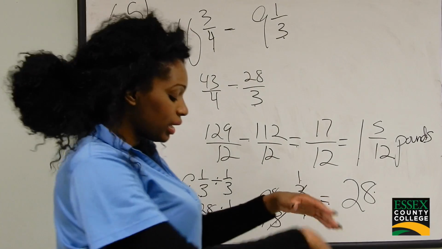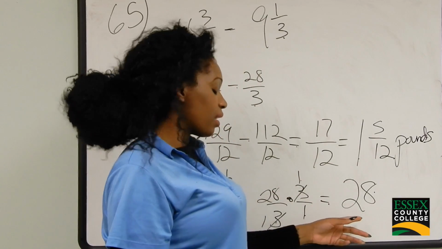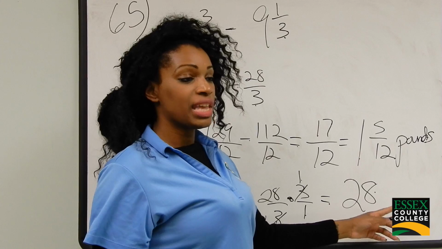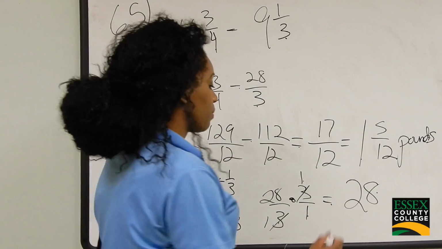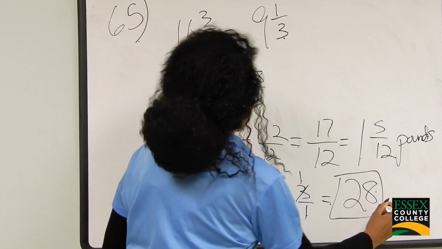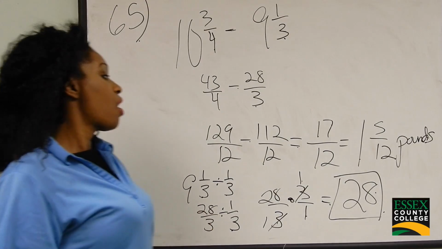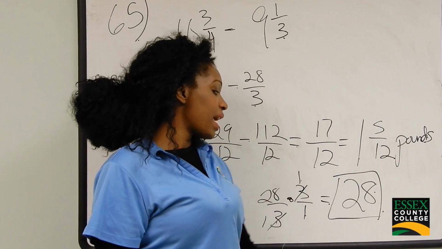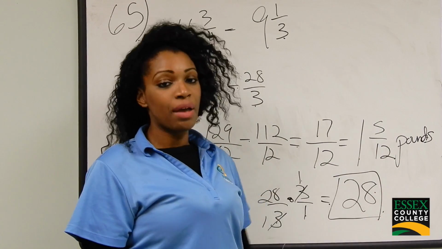So we can make 28 1/3 pound servings from the trimmed roast, okay? Our final answers for number 65 are 1 5/12 pounds and 28 1/3 pound servings.